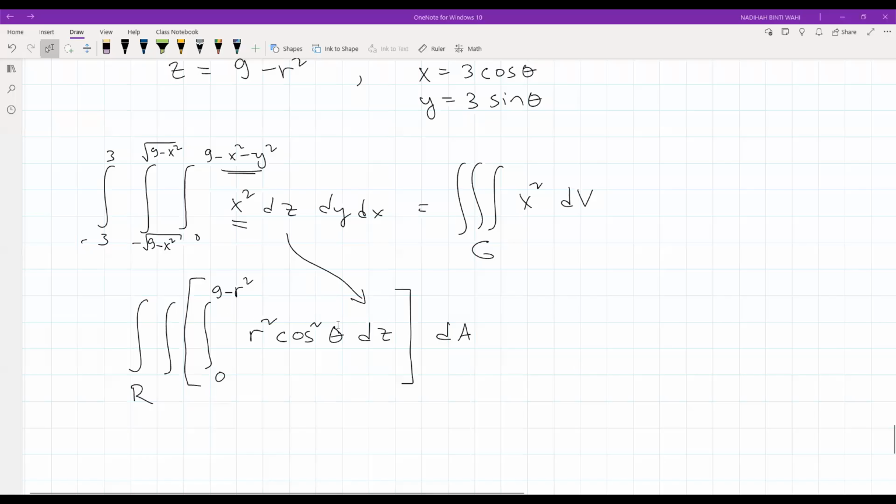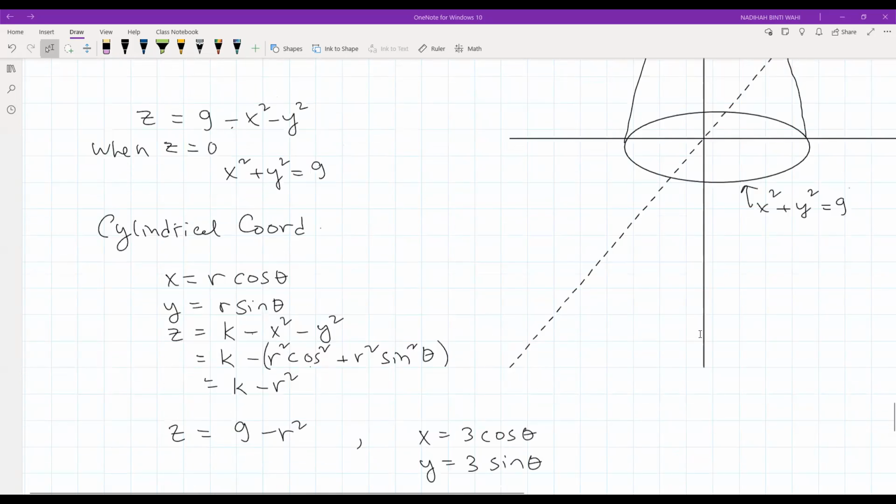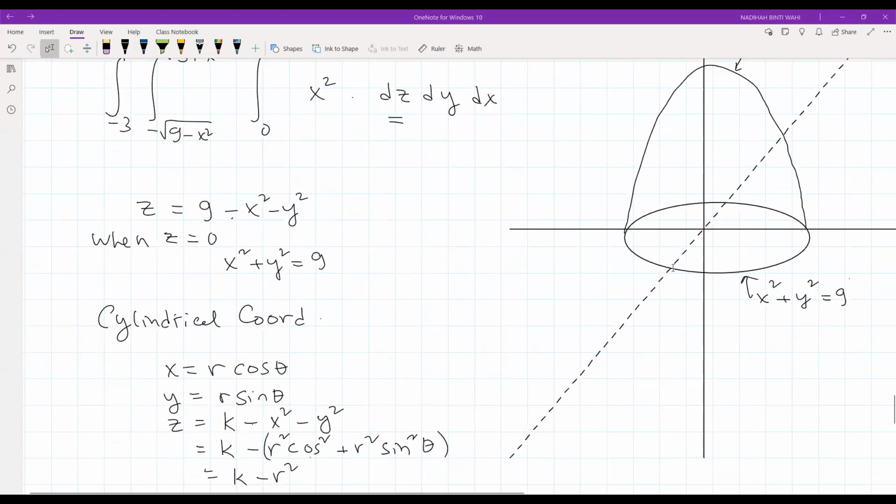Okay. You can do the integration. So this is just direct integration. But how about this dA? So dA is just the projection on the xy plane. Okay, so this is just the projection on the xy plane.